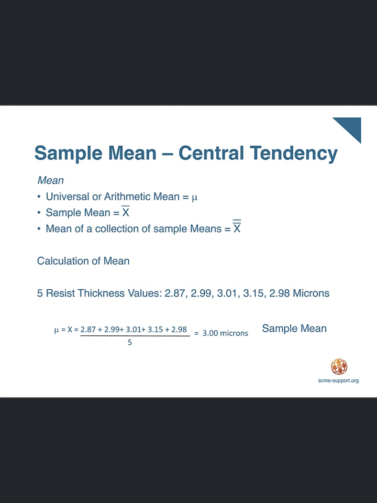When a set of data is identified as a sample, the arithmetic mean is calculated for the set of data, but can sometimes be represented as X bar. Let's look at an example. Let's say we have a sample set of 5 measured photoresist thickness values: 2.87, 2.99, 3.01, 3.15, 2.98 microns. If we add up the values and divide by the number of data values we have, which is 5, then the X bar or sample mean is 3.00 microns.